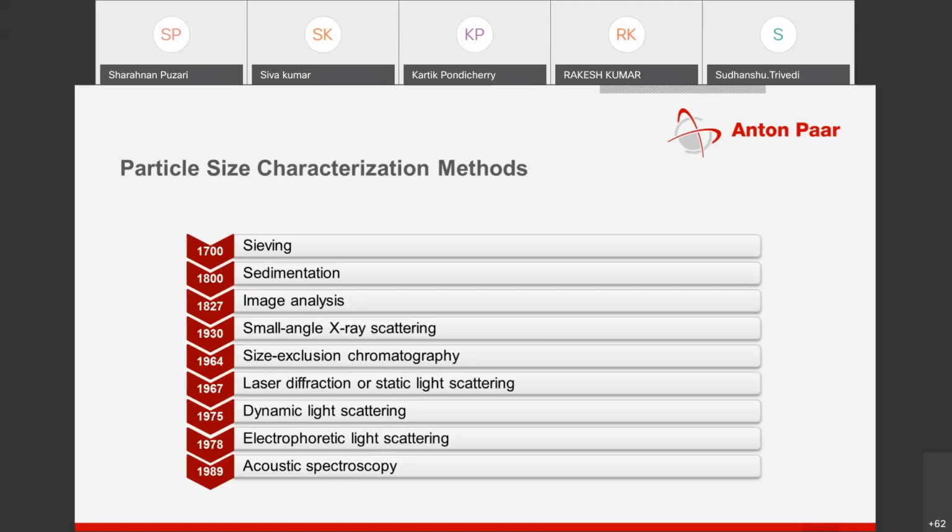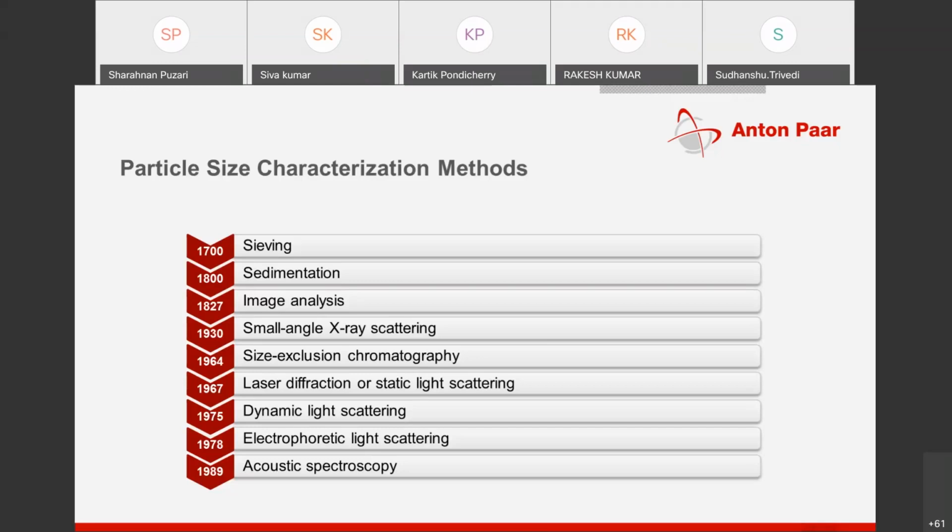But these techniques can be selected on the basis of your usage. Suppose your application area is the surface of the particle, then you need to go for image analysis kinds of systems. If your application is volume based, then you have to go for laser diffraction kinds of principles. So different properties of your application will tell you which instrument to use.